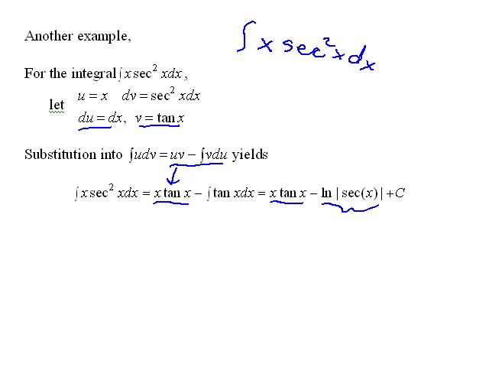So the whole idea here that I wanted to point out with this is how to choose the u and the v. u is something simple to differentiate. dv is something easy to integrate.